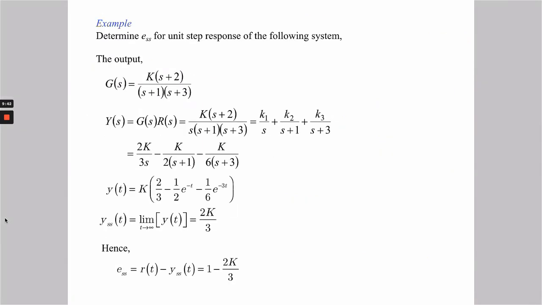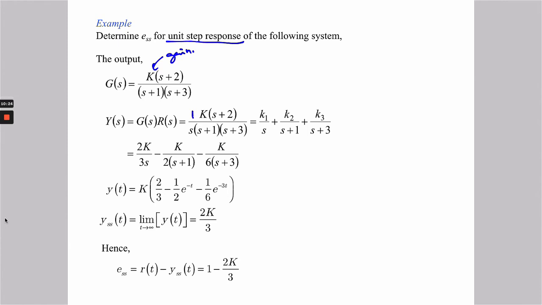For the first example here, determine the steady state error for unit step response of the following system. So we have the system G(s) equals K(s plus 2) over (s plus 1)(s plus 3). So this is the gain. We can find the output is Y(s) equals G(s)R(s). So Y(s) is the output, R(s) is the input. Let's say in this case we have a unit step response. Unit step response means 1 over s. So we introduce 1 over s for the R(s).